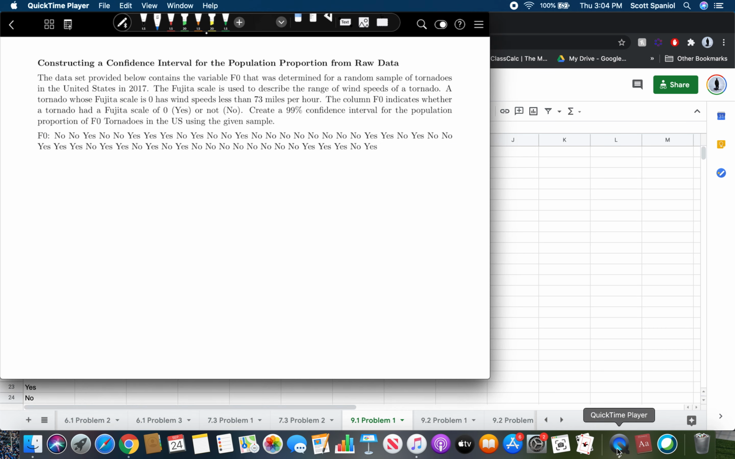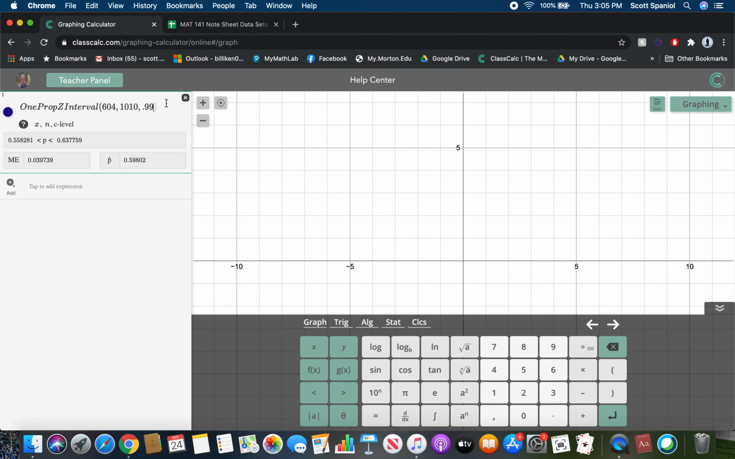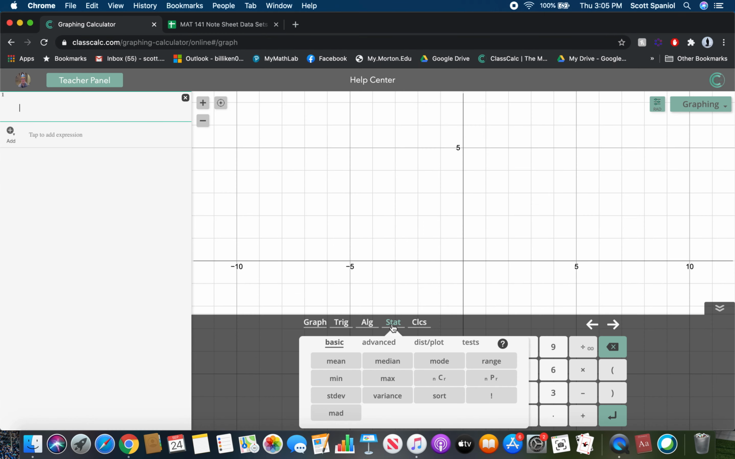The values I needed: I'm looking at a confidence interval for the population proportion of F0 tornadoes, so that means I want to look at yes. So X equaled 20. And then I also need my sample size, which was 50. So 20 out of 50 are F0 tornadoes.